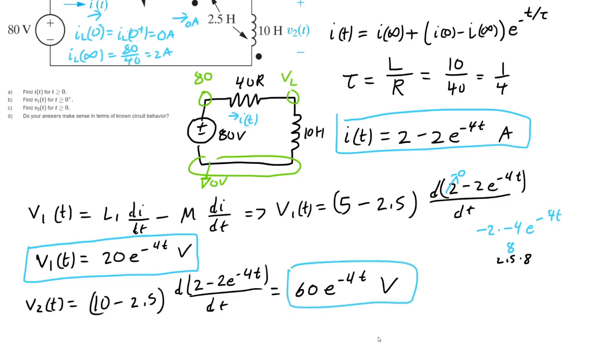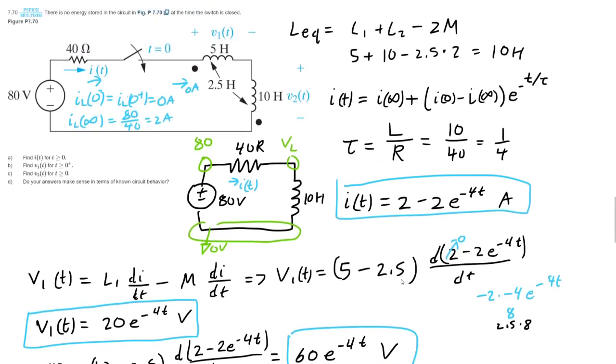So yeah, these answers make sense. The voltages add up to 80, so it's physically possible. Currents are within the limits of what's possible, so these answers make sense in terms of circuit behavior. We're going to look at this same circuit again, but with the dots flipped. That's going to be the next problem.